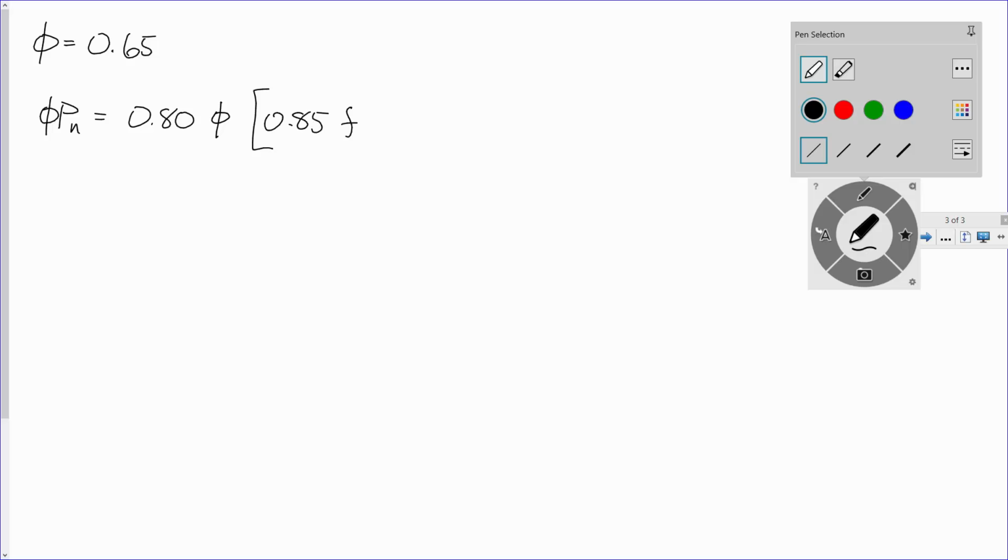0.85 f'c times gross area minus the area of the steel, plus area of the steel times fy. Now, what is going on with that equation? All it's saying is that we take 0.85 f'c times the concrete, which is the whole area minus the area of the bars, and then area of the steel times fy. Phi is incorporated, and we have our 0.8 to account for that unintended eccentricity.